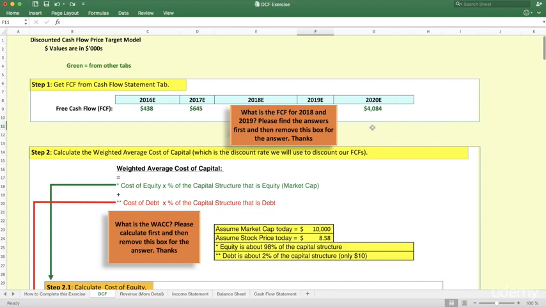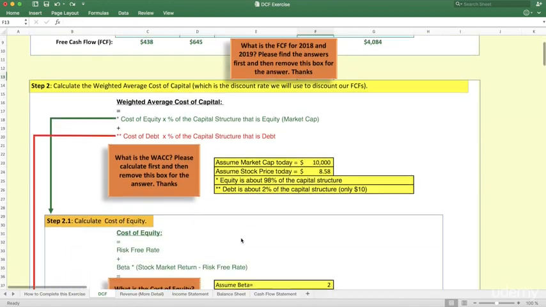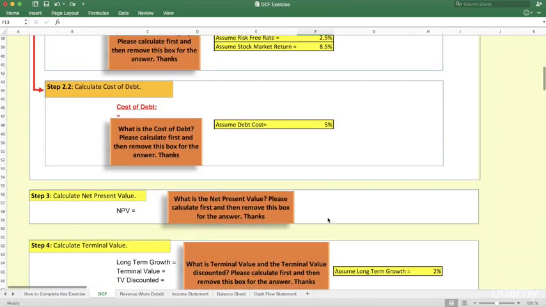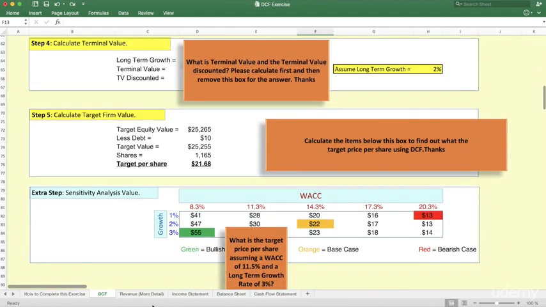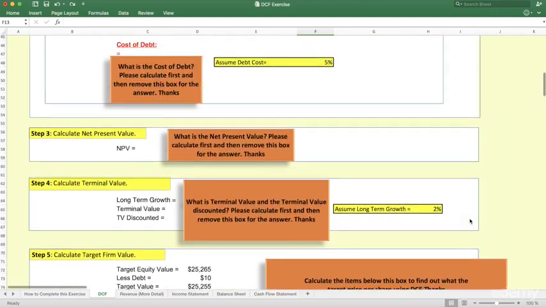Let's talk about the answers to the discounted cash flow exercise. And I really want you to play around with the numbers here, okay? I want you to change numbers on all of these tabs here, change the assumptions here as well, here, everywhere. And I really want you to understand how all these tabs work together and how all these different metrics can change a target price, okay?